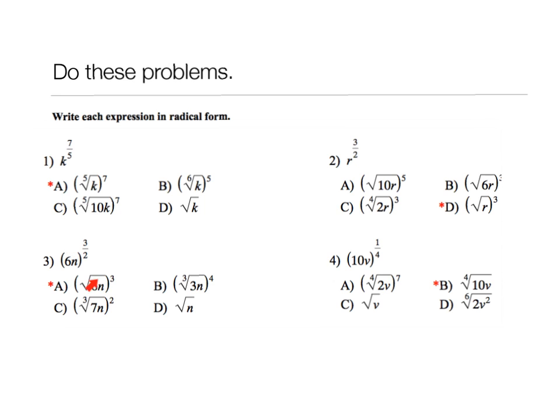I could have also written these on the inside as well. Here, 4 is the index, there it is. Obviously, this is not the right answer because the exponent should be 1. So this is the fourth root of 10v.